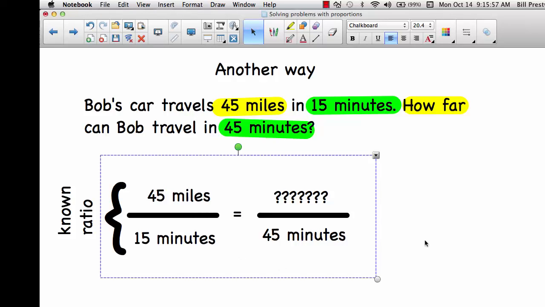Then we fill out the rest of the information, remembering that since we put minutes on the denominator in our first ratio, we need to put minutes on the bottom or denominator of our second ratio.